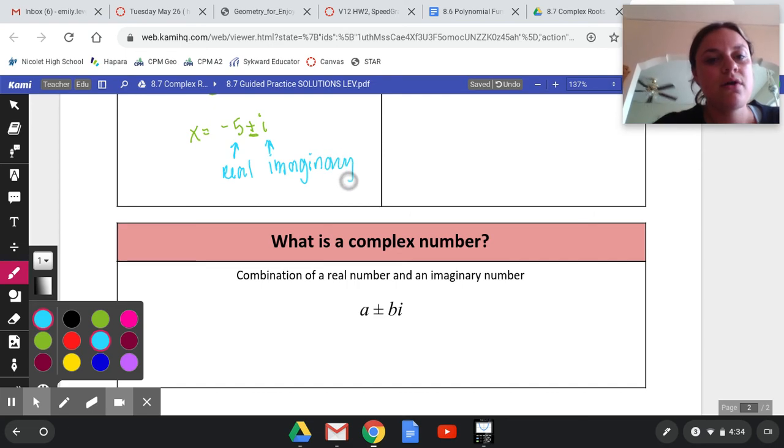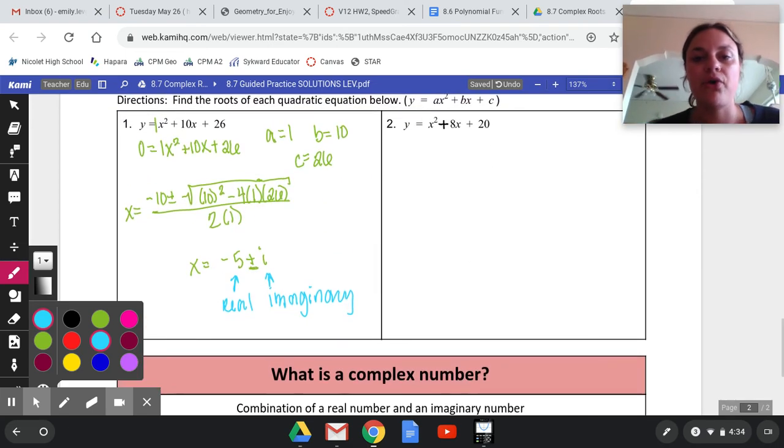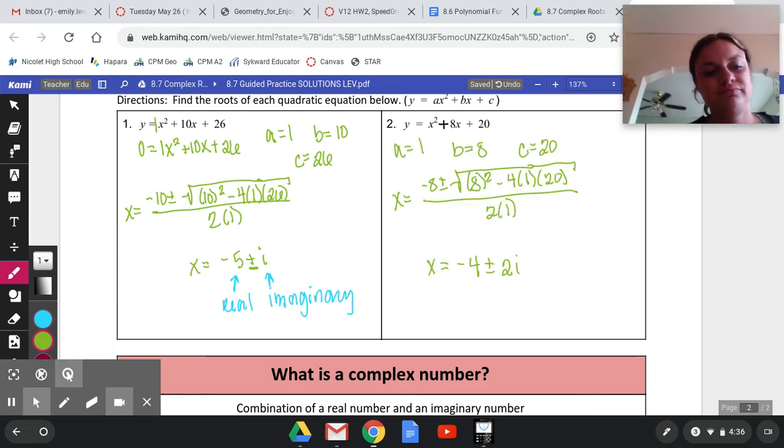Okay, so try this next problem on your own right now. Okay, so you should have gotten that x is equal to negative 4 plus or minus 2i. So that's what a complex number is. And you will see this when you're looking at a graph, when you know it's, let's say, a degree 5, and you can only see 3 of the roots. Then you know you have 3 real roots and 2 imaginary or complex roots.